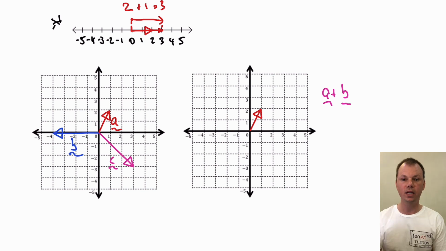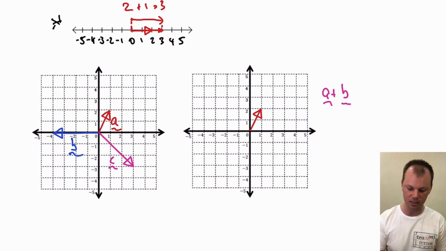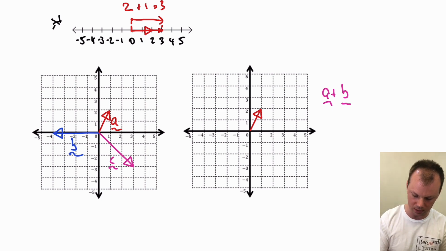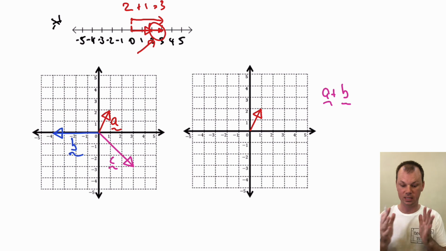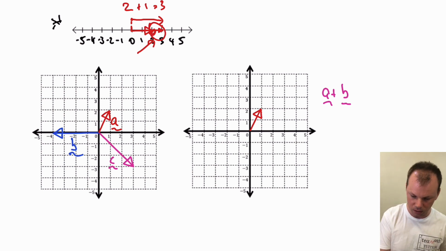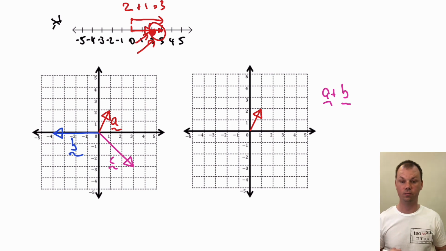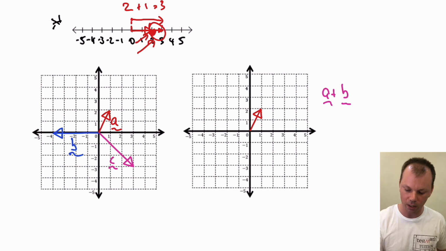Now, what we mentioned in the previous video is the only two characteristics of a vector that matter are its length and its direction. It doesn't matter where the vector starts. So we're going to take vector B and we're going to move it up so that the tail of it sits on the tip of the arrow. Just like we did with the number 1, where we moved it so that its tail was on the tip of the first 2 vector, we're going to do the same here.